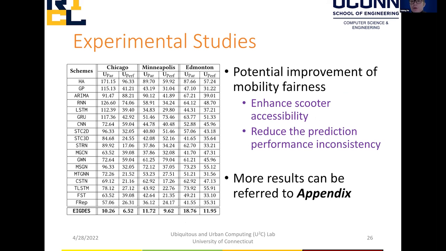But in the meantime, we also try to see whether we can enhance the scooter accessibility and reduce the prediction performance inconsistency across different communities. And from the results that we observe here, overall our scheme achieves a lower unfairness compared with the other solutions. More details and results can be found in our appendix.